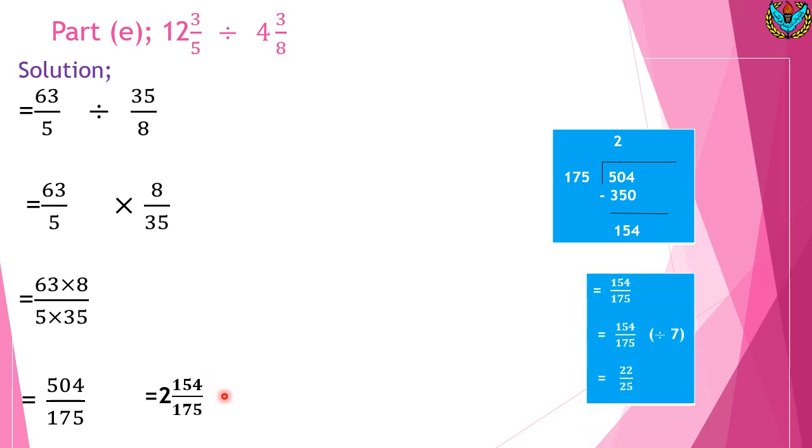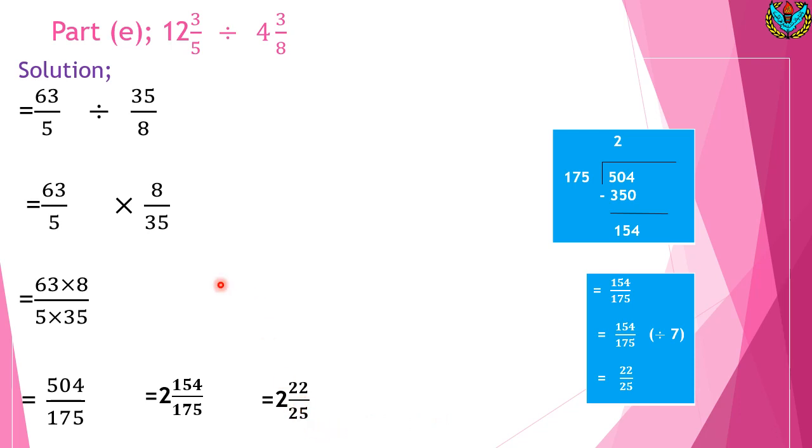And how will we do that? Look here, 154 and 175. Both of them are divisible by 7. Divide 154 by 7, we get 22. 175 by 7, we get 25. And the answer is 2 whole 22 by 25.